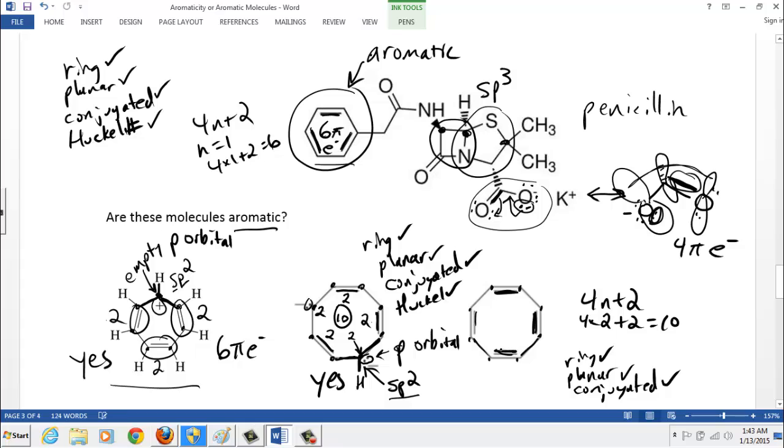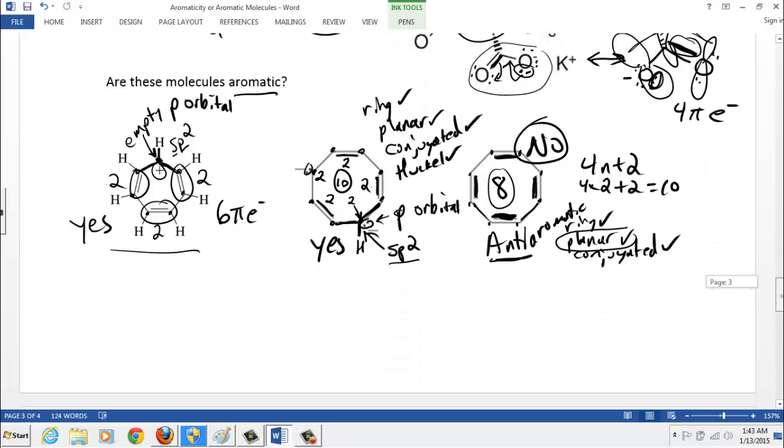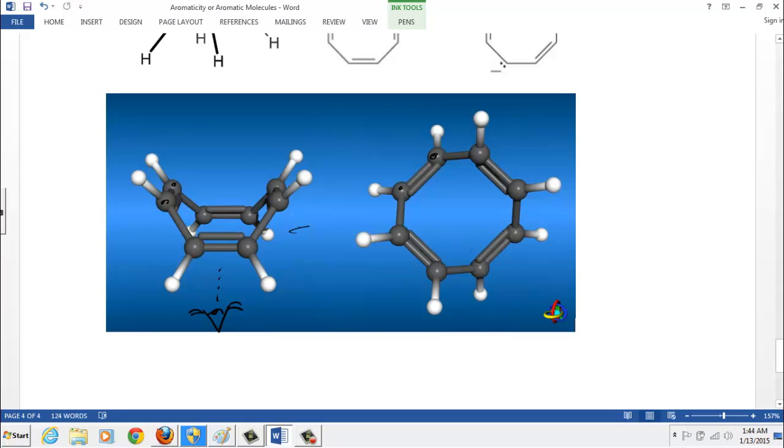2, 4, 6, 8. Oops, no. That's a multiple of 4. That's the bad situation. This looks anti-aromatic. So the answer is no, this is not aromatic. Okay, anti-aromaticity is really bad. So what nature actually does is says, hey, let's not even have this be planar. Okay, not planar. And the idea is nature says, okay, if we no longer let this be planar, it does not satisfy all 4 characteristics, and now it's just simply non-aromatic. Much more stable than being anti-aromatic.